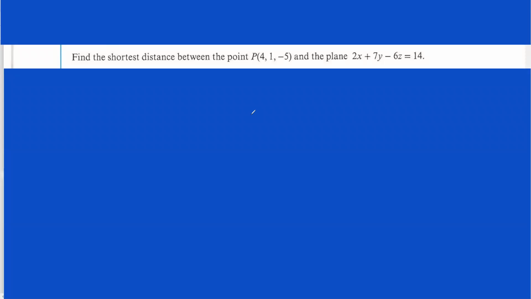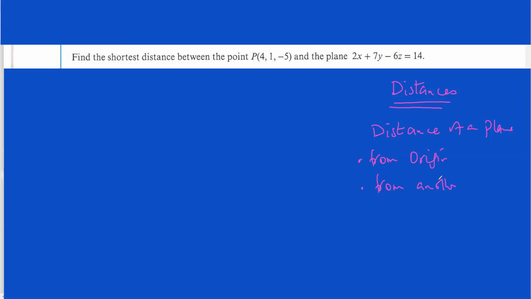Bismillahirrahmanirrahim. Okay, guys, now we shall see the distances in these planes. We shall learn how to find the distance of a plane. Let me write this: the distance of a plane, first of all, from the origin; secondly, from another plane; and thirdly, from a point or maybe a line.